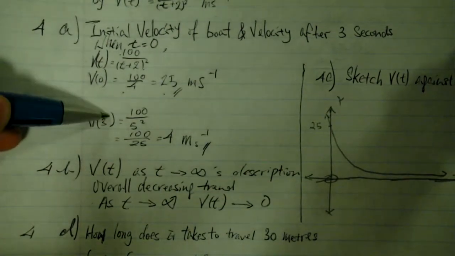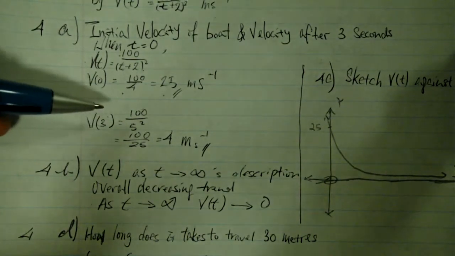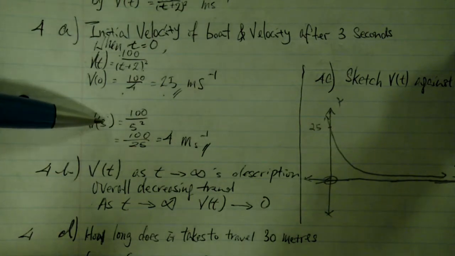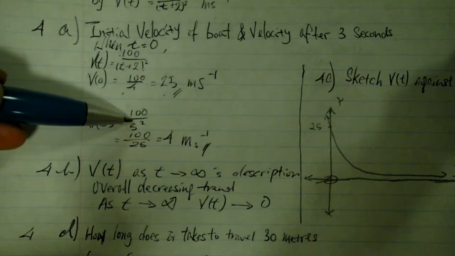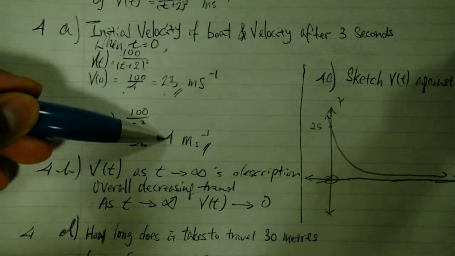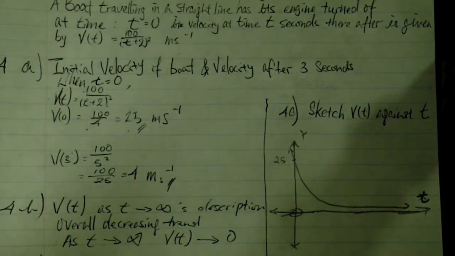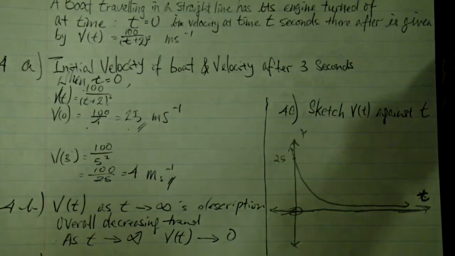Secondly, finding the velocity after 3 seconds. As simple as it is, just input 3 into the function, and then you'll find 4 meters per second. Now, to question 4b, describe the function velocity v(t) as t approaches infinity.